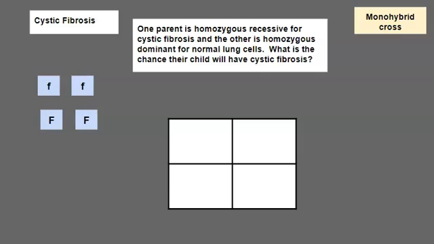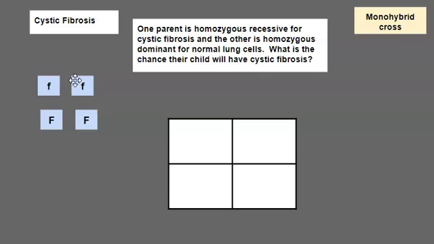Let's take a look at another type of problem. So this problem is cystic fibrosis. This is a condition that affects cells that make up the lungs. People who have cystic fibrosis have cells that create a sticky mucus that makes it difficult for them to be able to breathe well, and it gets trapped in their lungs and can cause lots of infections that can actually be life-threatening.